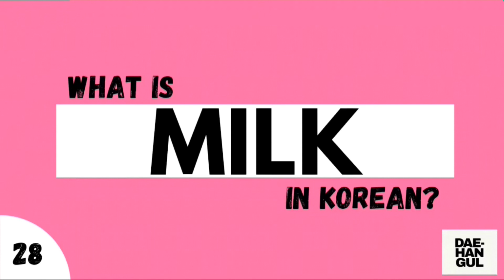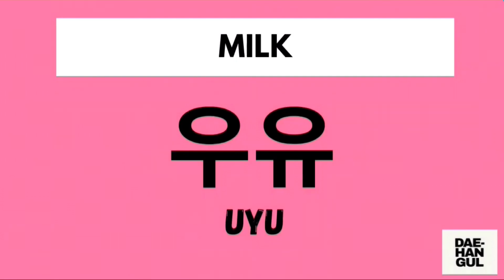What is milk in Korean? The Korean term for milk is uyu. Again, it's uyu. This is pronounced as a two-syllable word. The first syllable is u, and the second syllable is yu. Pronounce it with me. Uyu.